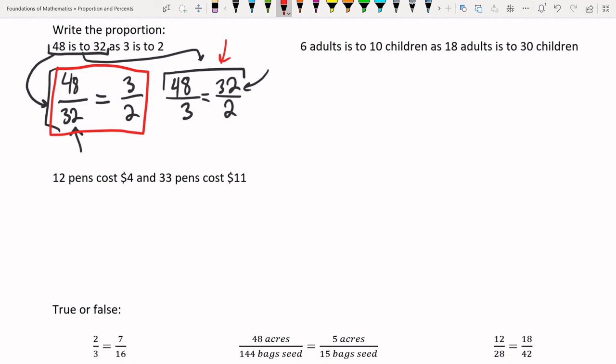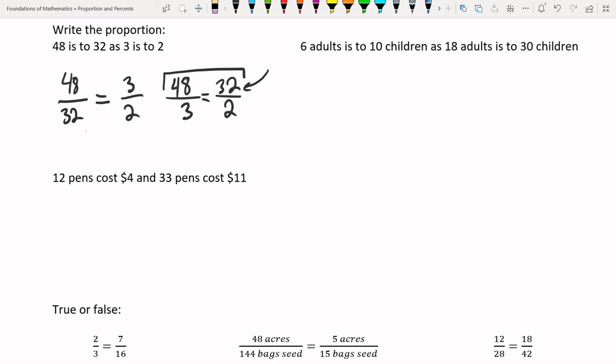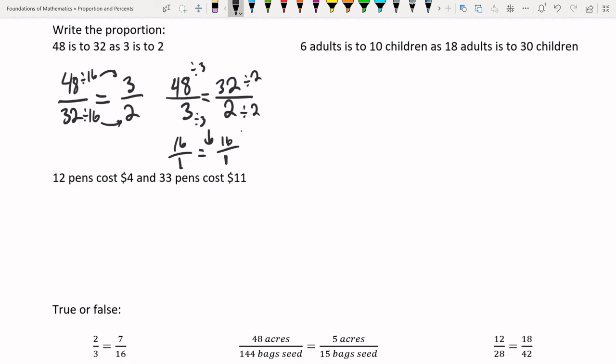Let me clean this up here a little bit. I can divide 48 and 32 by 16, and I get 3 over 2. For the second one, I can divide top and bottom by 3. And on this one, I can divide top and bottom by 2. And this gives me 48 divided by 3 is 16 over 1, and 32 divided by 2 is 16, 2 divided by 2 is 1. And I get a true statement in both cases.